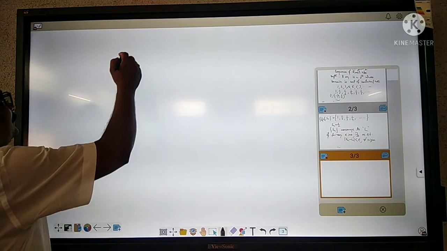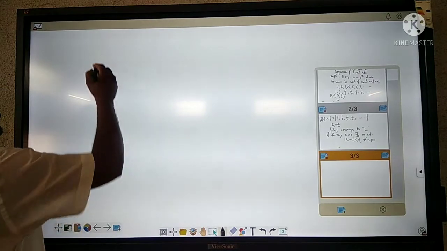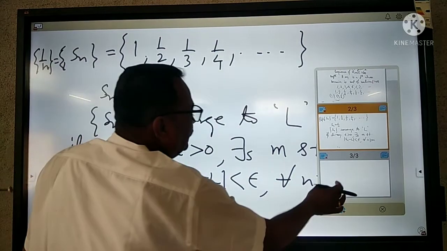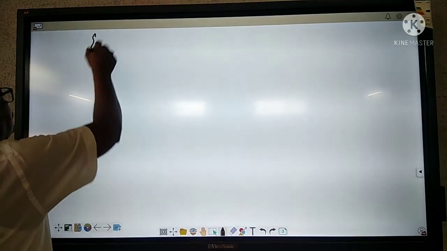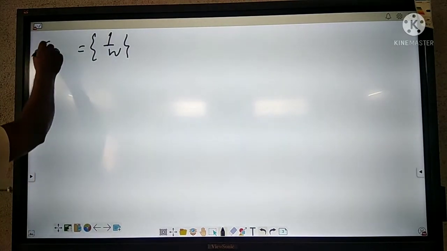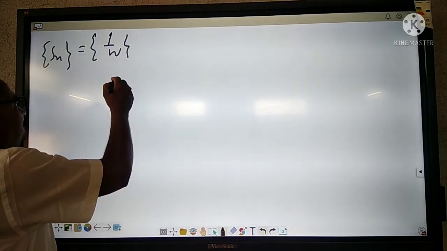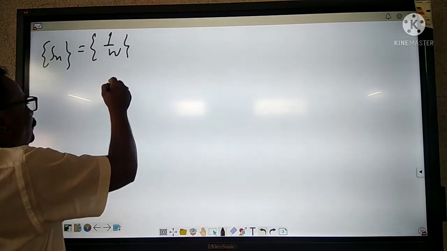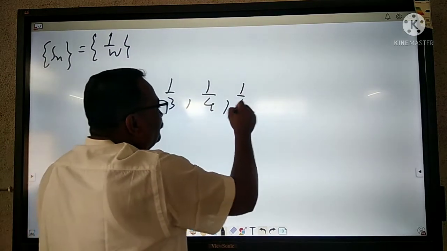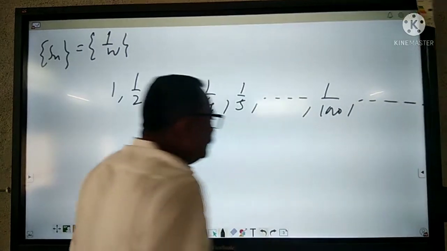So what is the meaning of this epsilon? Where does this L come from? It comes in this way. Now see the sequence 1 upon n, and this is our Sn, the sequence Sn. Now see, the sequence is actually 1, 1 by 2, 1 by 3, 1 by 4, 1 by 5, dot dot dot, 1 upon 1000, in this way.